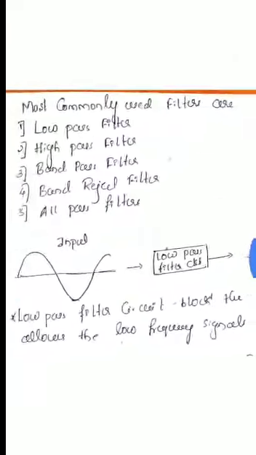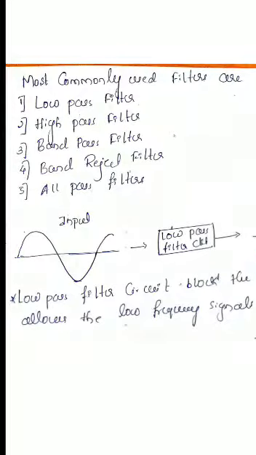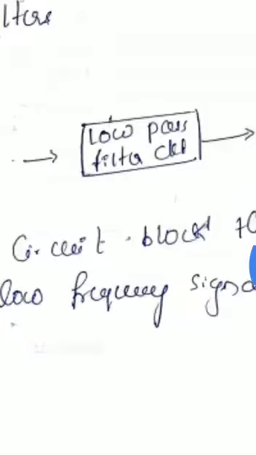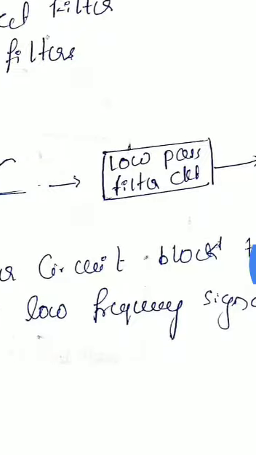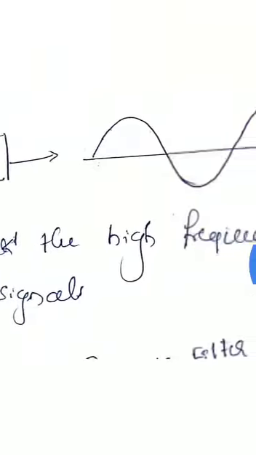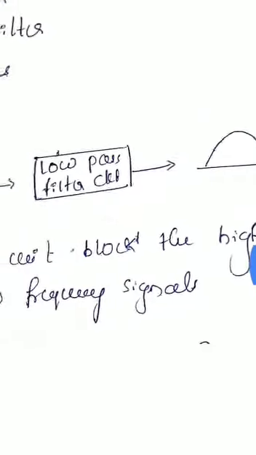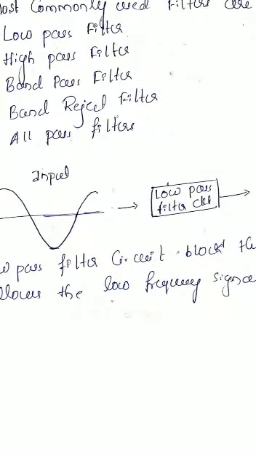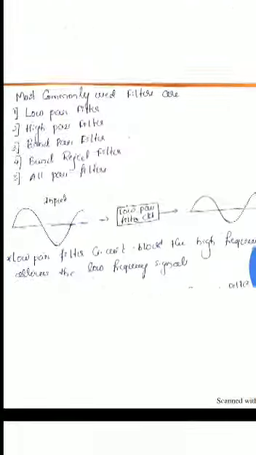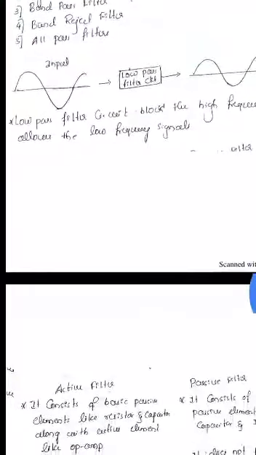The most commonly used filters are low pass filters, high pass filters, band pass filters, band reject filters, and all pass filters. In this particular block, we have a low pass filter circuit. Let us assume this box consists of a low pass filter circuit. I am giving input here and getting the output. As it is a low pass filter, whatever signal you give as input, it will only produce the low frequency signals as output and block the higher frequency signals. That is the function of the low pass filter.